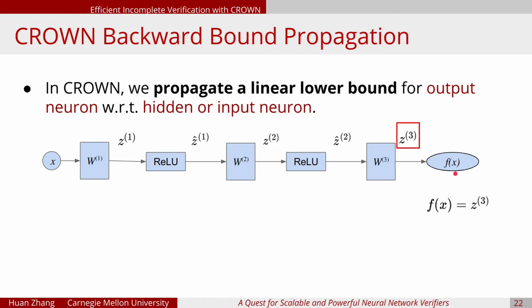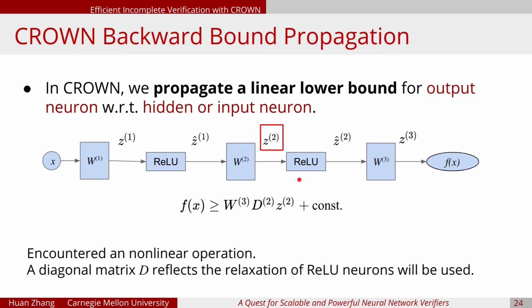So we start from the last layer where we have the equality f(x) = z3, which is by definition. We propagate this equality to the previous layer, which is a linear layer, just by plugging in f(x) = W3 ẑ2. Because it's linear, this is still an equality. And now we need to deal with the ReLU activation function, and we still want to propagate some lower bounds.